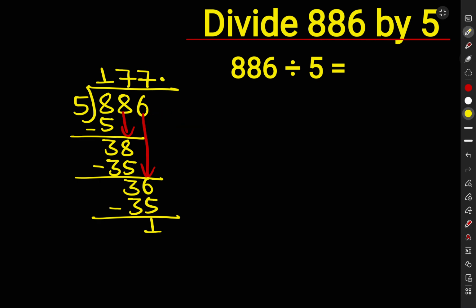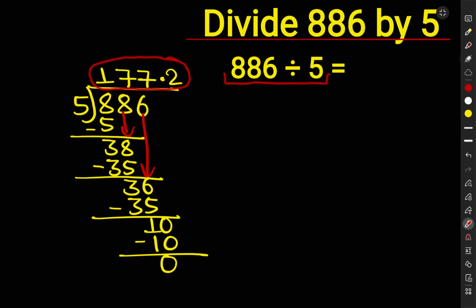So we take here a decimal so that we put 0. So now it is 10 and 5 times 2 is 10. On subtracting we get 0. So 886 divided by 5 is 177 decimal 2.